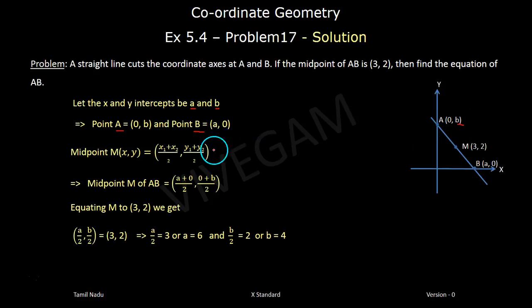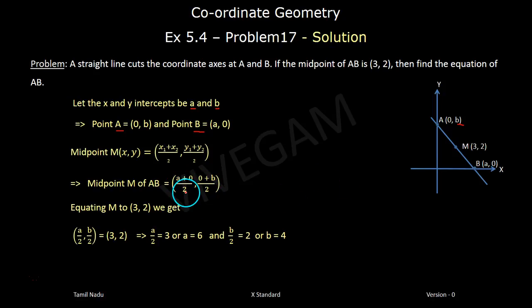Once this is done, we have to calculate the midpoint, that is (x1 plus x2) by 2 and (y1 plus y2) by 2. This is x1, y1, this is x2, y2. So what will happen? It will become (0 plus a) by 2 or (a plus 0) by 2, whatever. It's the same, right? Then (b plus 0) by 2. So that will be the midpoint. And we know the midpoint is (3, 2). So we'll have to equate this. So this will be a by 2 and b by 2.